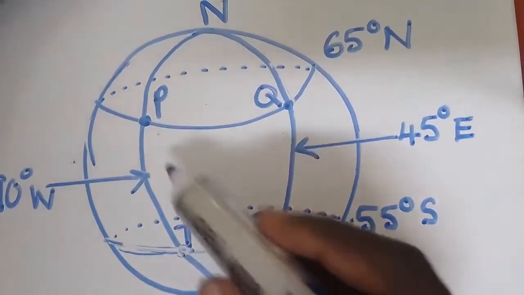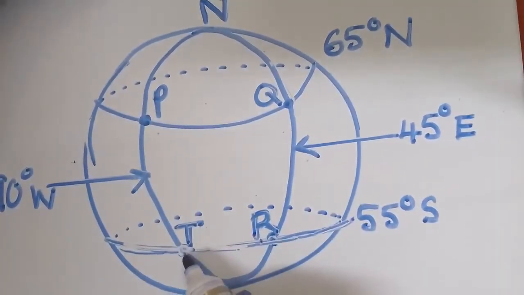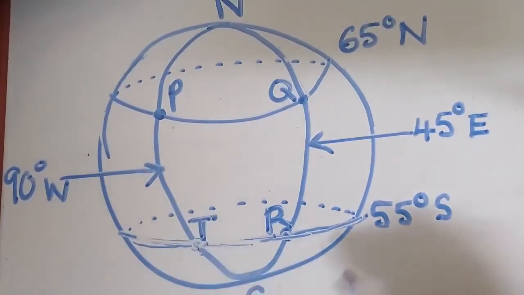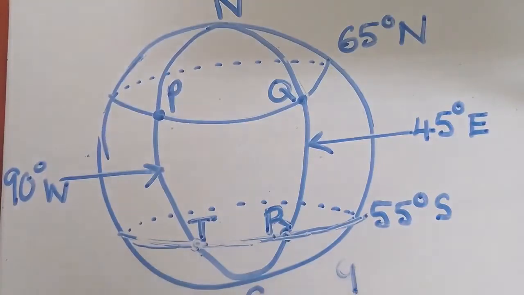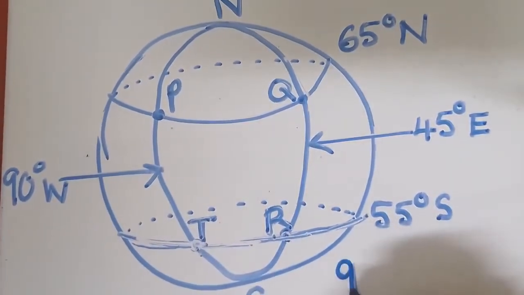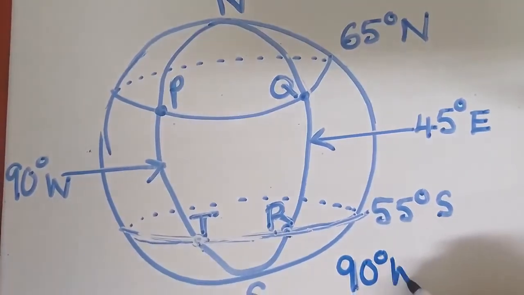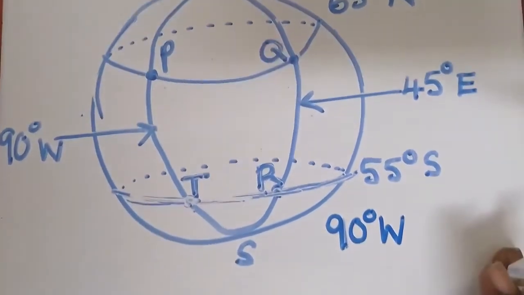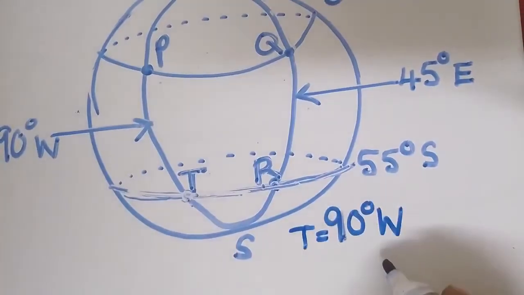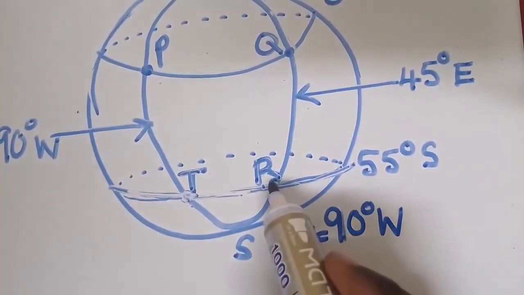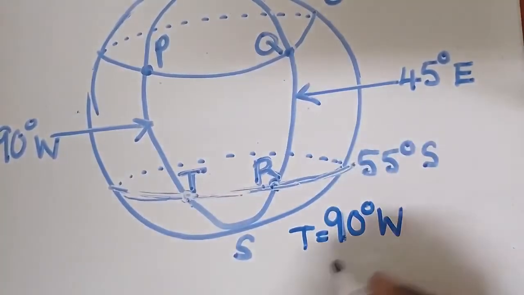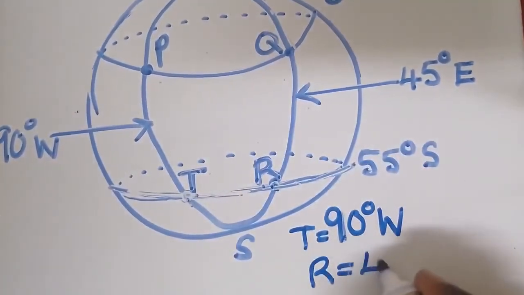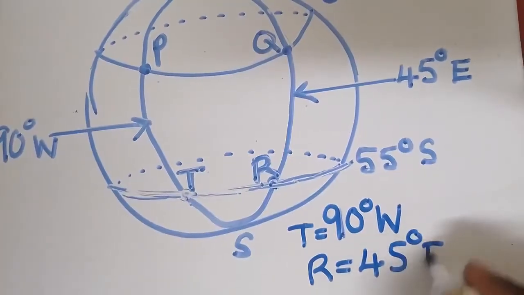So T is on which longitude? It is on 90, so you say 90 degrees west. That is your T. Then you go to R. R is this one. R is on which longitude? It is 45 degrees east.